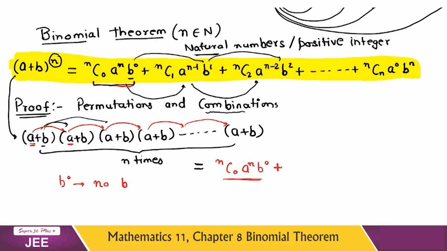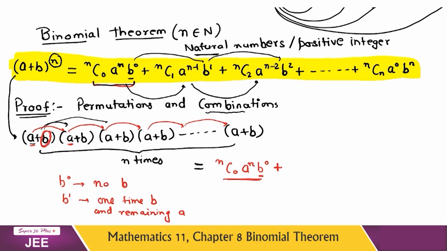Maybe you get it over there. In the second term, now b^0 is done. Now we want b^1. It means we want one time b and the remaining a. Alright, b^1 means that out of these n brackets, I am interested in only one bracket from where I am going to take b.